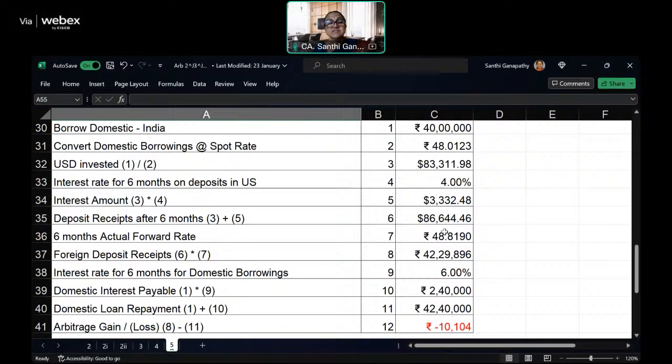What is the receipt? What is the actual forward rate? So totally how much you will get. But you borrowed here, you have to pay interest. Do that. See what is the gain. Whatever receipts you have got converted in Indian currency minus whatever loan repayment you have made will be your arbitrage gain. Now here it is not a gain, it is a loss. Therefore, we should try the other.